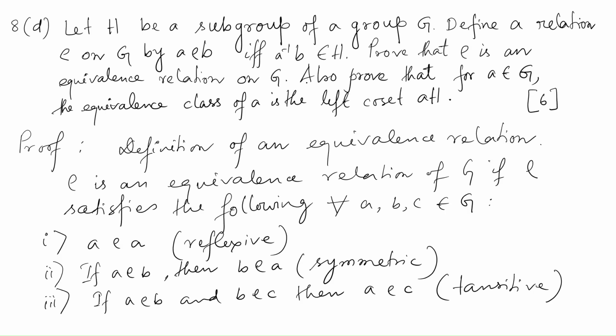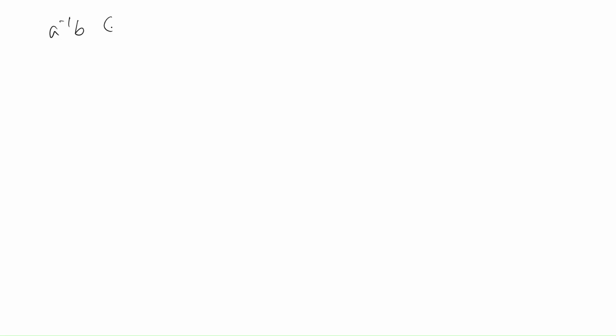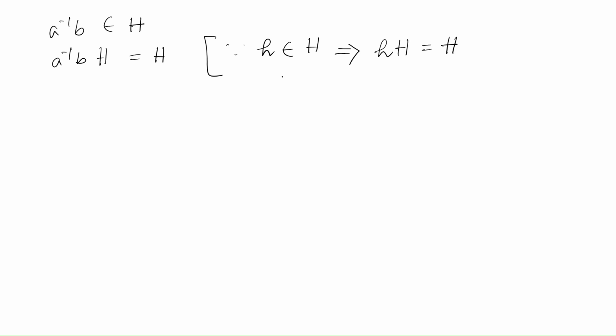Now we have to prove the second part of the question. Also prove that for a belongs to G, the equivalence class of a is the left coset aH. It is given that a inverse b belongs to H. Then we can write a inverse b H equal H. How? If small h belongs to capital H, which will imply small h equal capital H. Why? Because H is a subgroup of G.